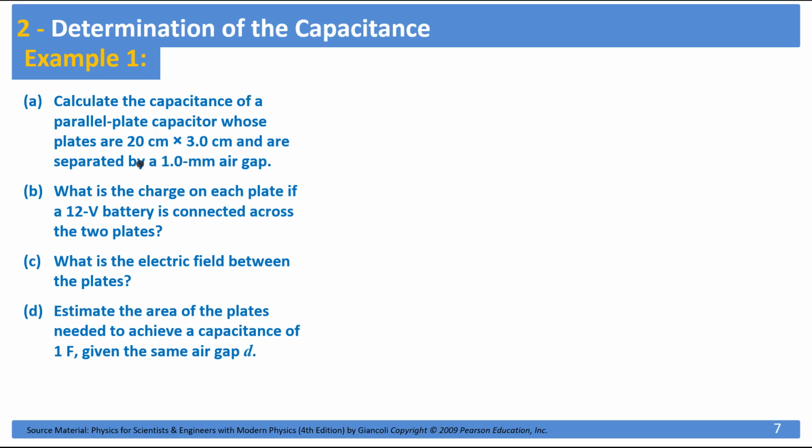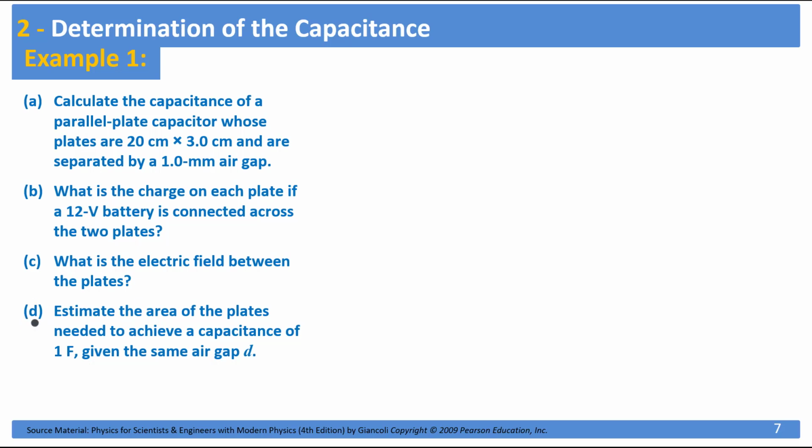In part A, it's asking us to calculate the capacitance of this capacitor. In part B, it's asking us what would be the accumulated charge on it if it were to be connected to a 12-volt battery. And in part C, it's asking us to find the electric field between the plates when it was connected to the 12-volt battery.